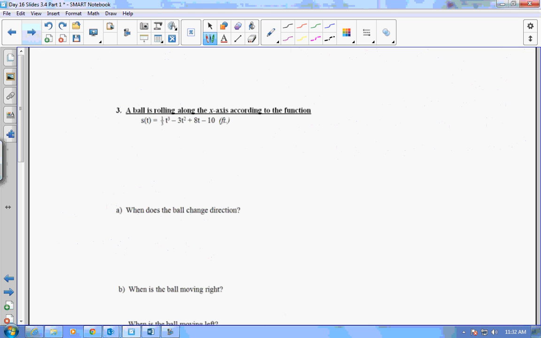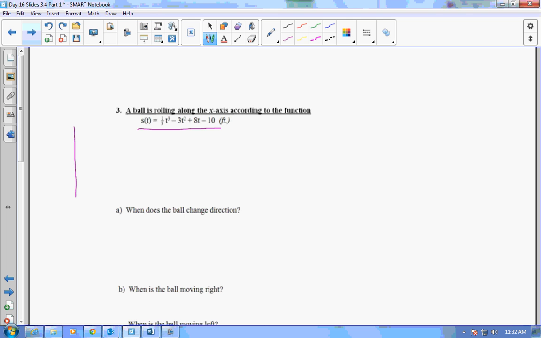New problem. A ball is rolling along the x-axis. Okay, you have to take what they tell you in the problem and start visualizing what's going on. If a ball is rolling along the x-axis, how is it rolling? Horizontally, which means something about, what do we know about horizontal movements? Good, the slope of the tangent line would be 0, right? So we do have this function that is its position according to time as it's moving horizontally.